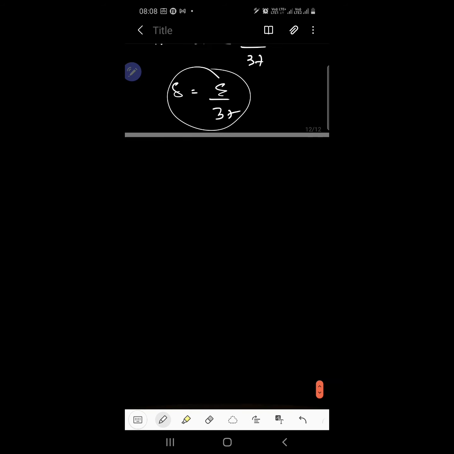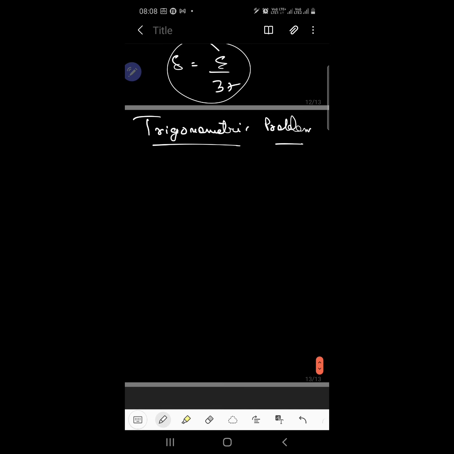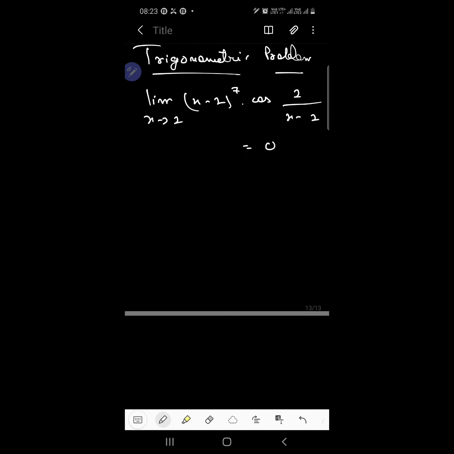Okay, so now we will be solving a trigonometric problem using the delta epsilon proof, which is very conceptual in nature. The problem says that limit x tends to 2, (x − 2)^7 times cos of 2 over (x − 2) is equal to 0. Okay, we need to prove this. So as we were talking about, first let us do the scratch work.